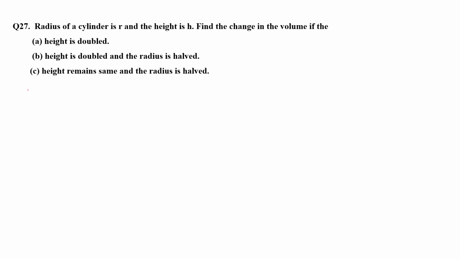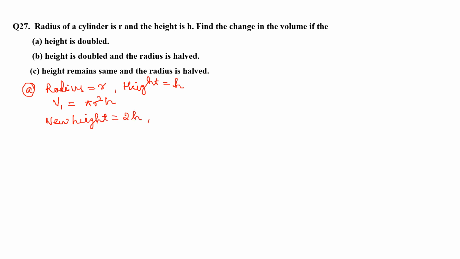So first you have to write the original radius is r and original height is h, isn't it? So what is the original volume? I am representing it as V1. So V1 will be, the formula is pi r square h. This is your original. Now I am doing when height is doubled. So new height will be 2h. But radius will remain r only. Nothing is written about radius.